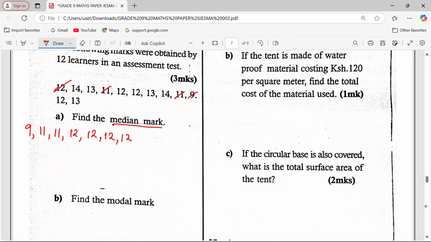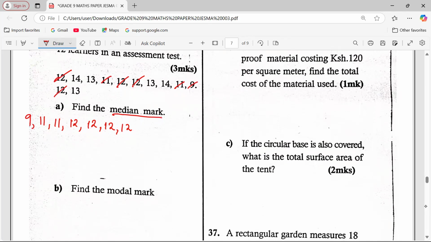12s are 4, that way. Then after 12s, we go to 13, and 13s are 3. Then after this, we go to 14, and 14s are 2. So 14, 14. I think that's all. Yeah. So those are the marks now.